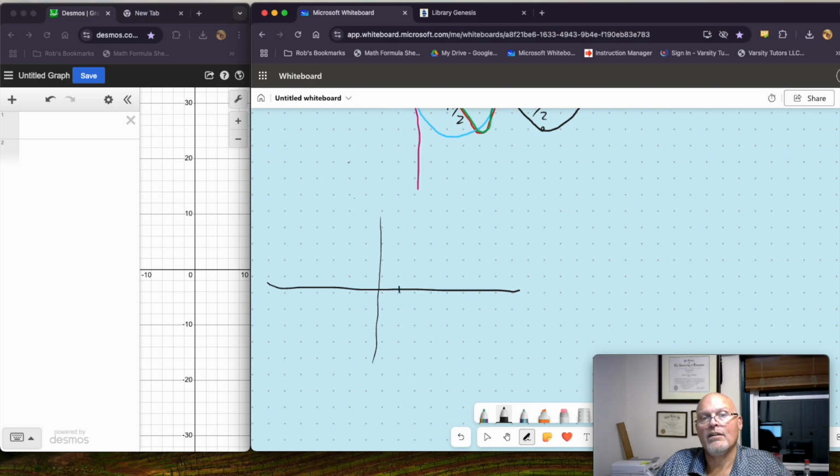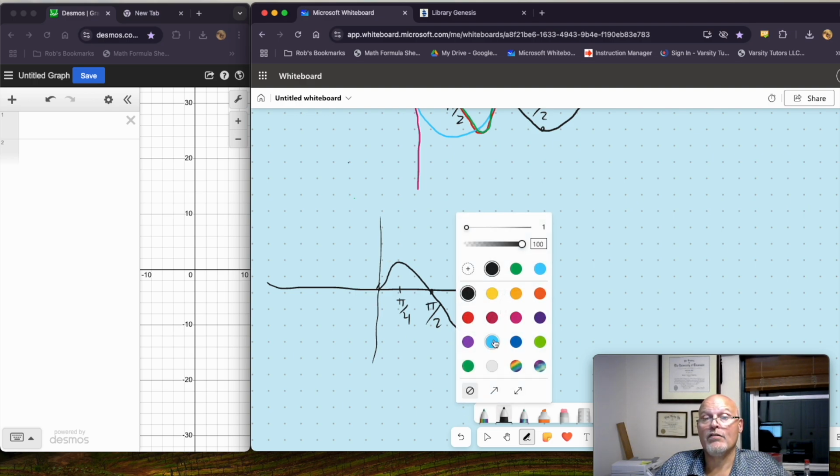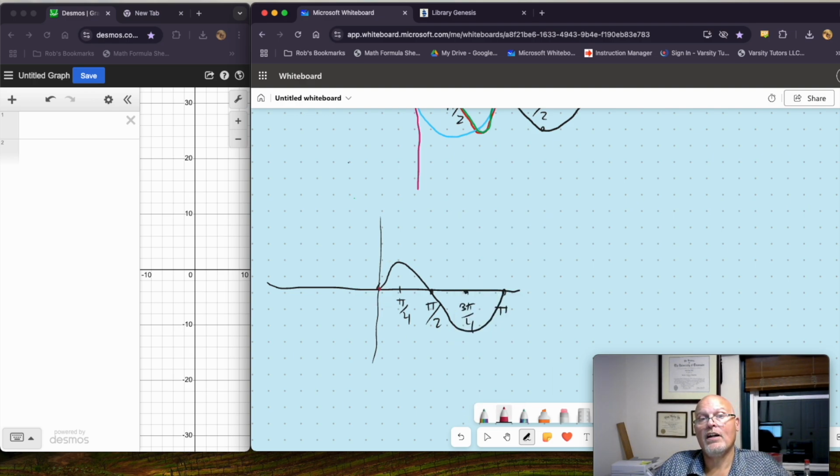And like we said, that's going to go pi over 4, pi over 2, 3 pi over 4, and pi. And by cutting it in half, I now know I'm going to go up to 1, down to 0, down to -1, and back up to 1. And so my cosecant is going to be the inverse of this. Where sine is 0, that's where my vertical asymptotes are going to be.